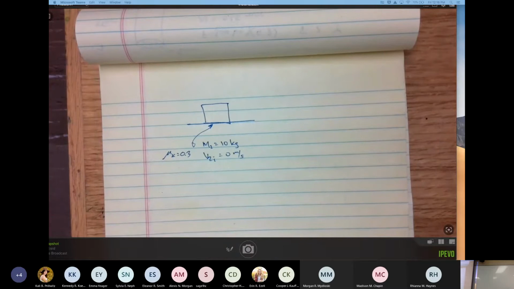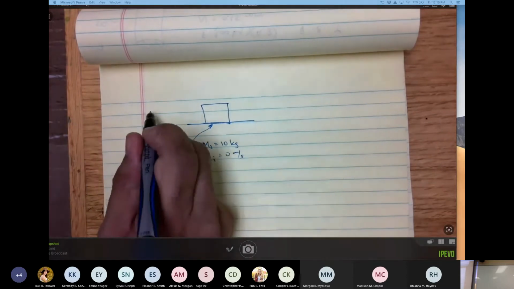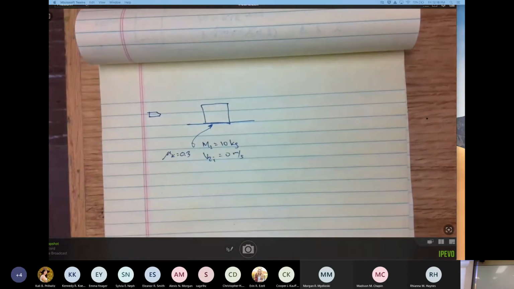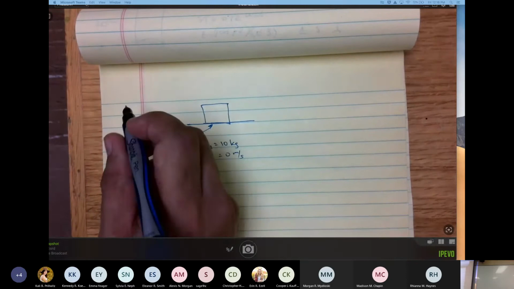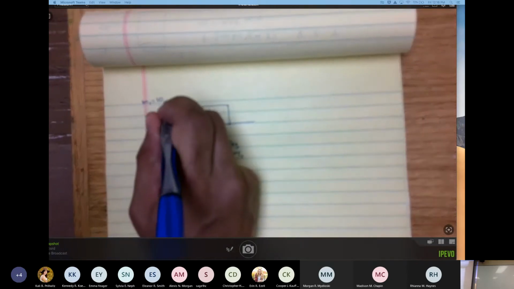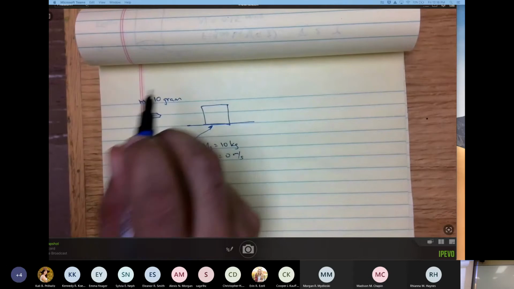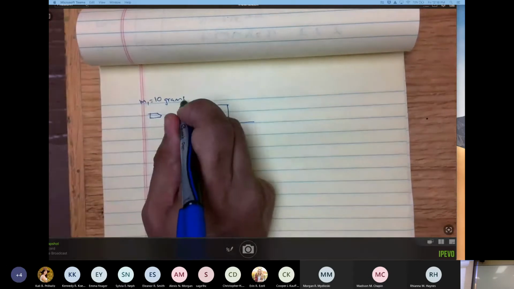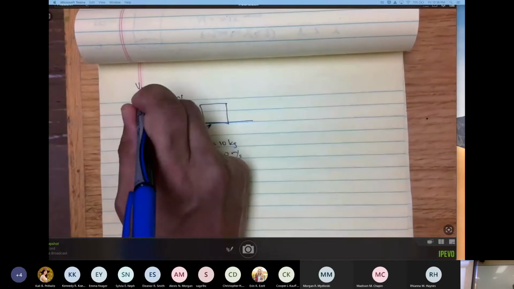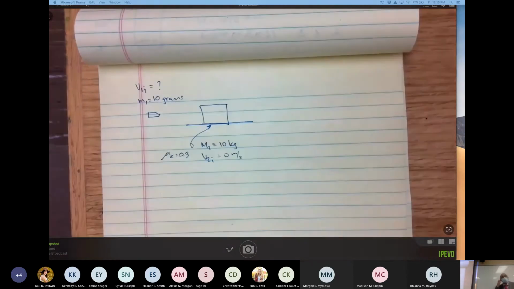Now, I'm going to shoot a bullet, and I know the mass of the bullet. This is something that I can measure in the lab. And I'm going to say that this bullet has a mass of 10 grams, but I have no idea what is its velocity. Okay, that's what I want to find out. I want to determine what is the velocity of the bullet.